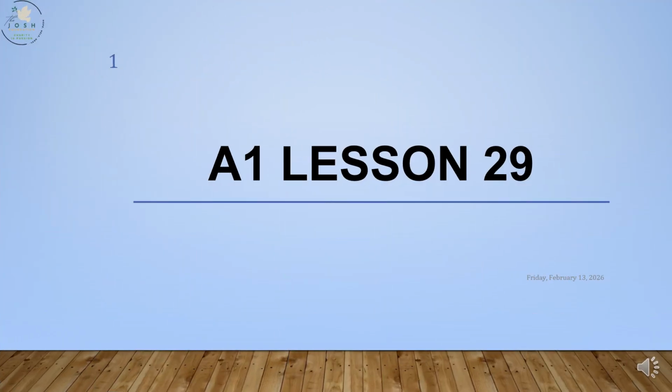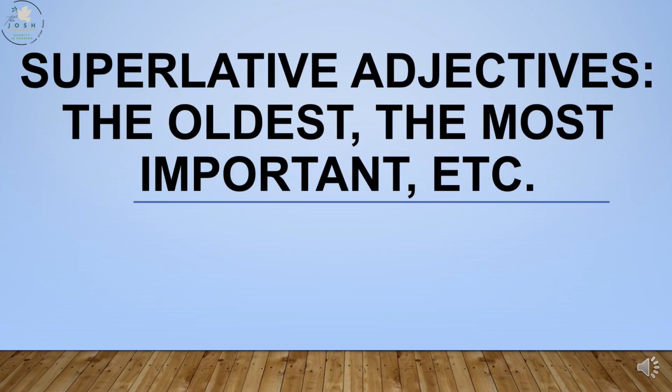Welcome to A1 lesson 29, and in this lesson we are going to be looking at superlative adjectives. When I say superlative adjectives, we say the oldest, the most important. We are going to understand clearly why do we add est here, why do we put the here, why do we say the most not important, and then we add est. We're going to see the reason.